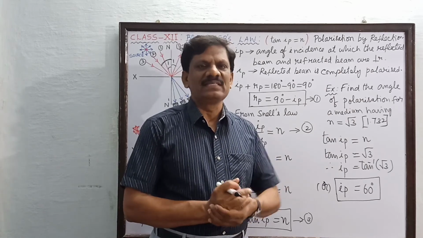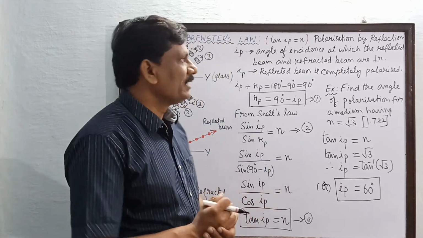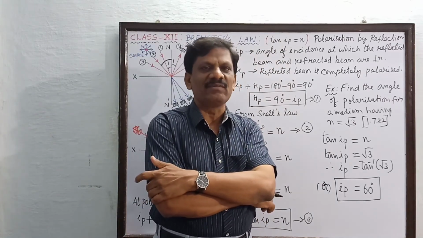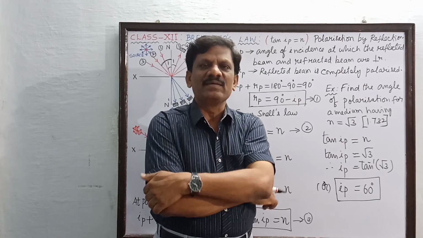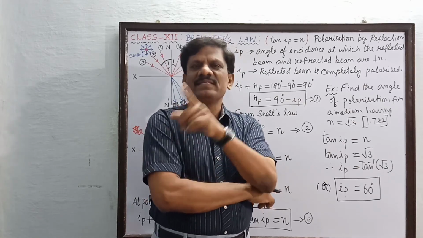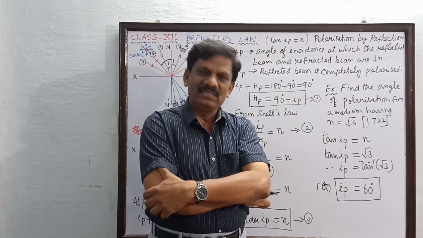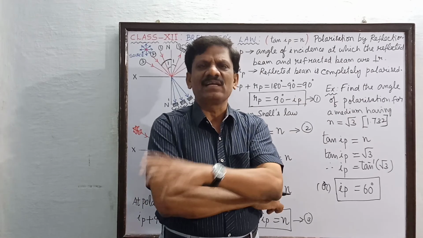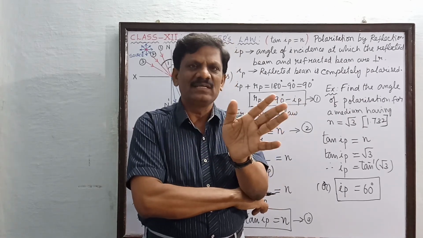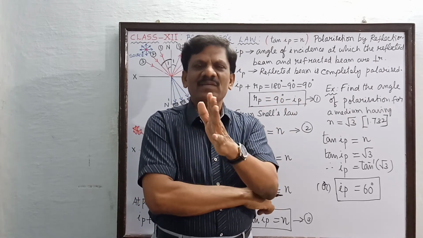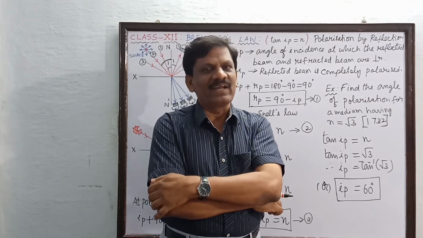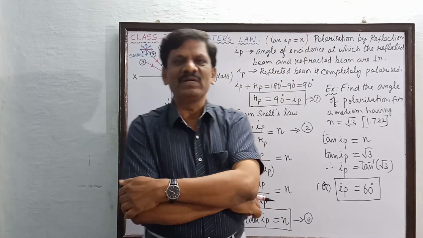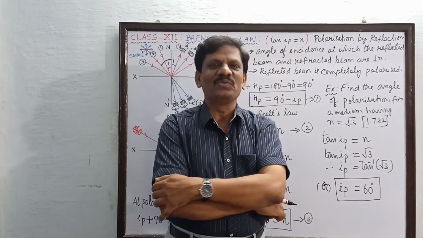Okay students, what is the statement of Brewster's law once again? The tangent value of the angle of polarization is numerically equal to the refractive index of a medium. Okay, what is the polarizing angle? Polarizing angle is defined as the angle of incidence at which the reflected ray is completely plane polarized and also the reflected beam is perpendicular to the refracted beam, and it is based on the principle of polarization by reflection. I hope you have understood well. Fine.